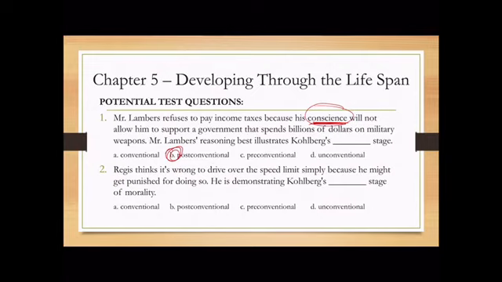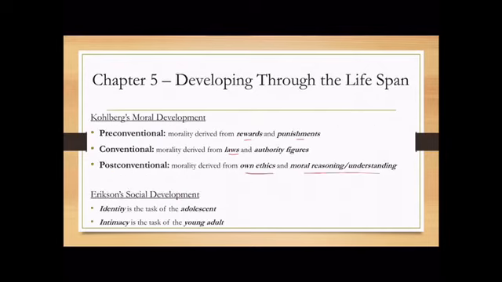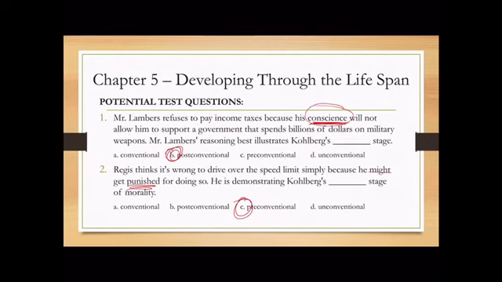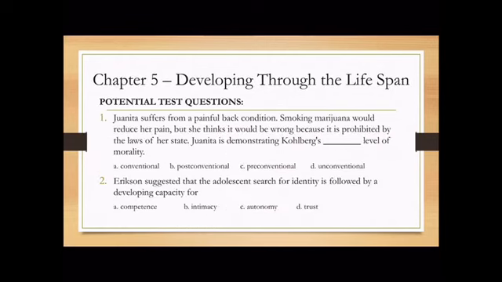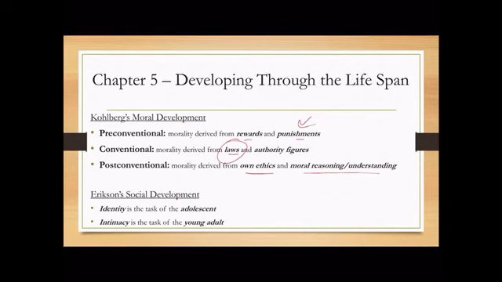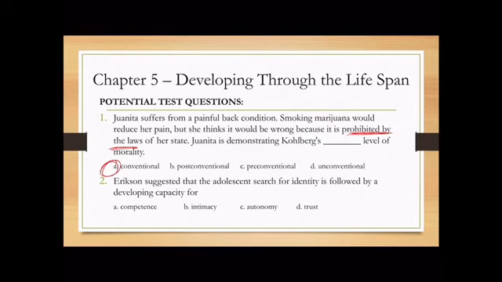Regis thinks it's wrong to drive over the speed limit because he might get punished for doing so, so that is a pre-conventional stage of morality, dealing again with rewards and punishments. Juanita suffers from a painful back condition. Smoking marijuana would reduce her pain, but she thinks it would be wrong because it's prohibited by the laws. So that's the conventional stage. Remember, laws. And then Erikson suggested that the adolescent search for identity is followed by the capacity for intimacy, the task of the young adult.